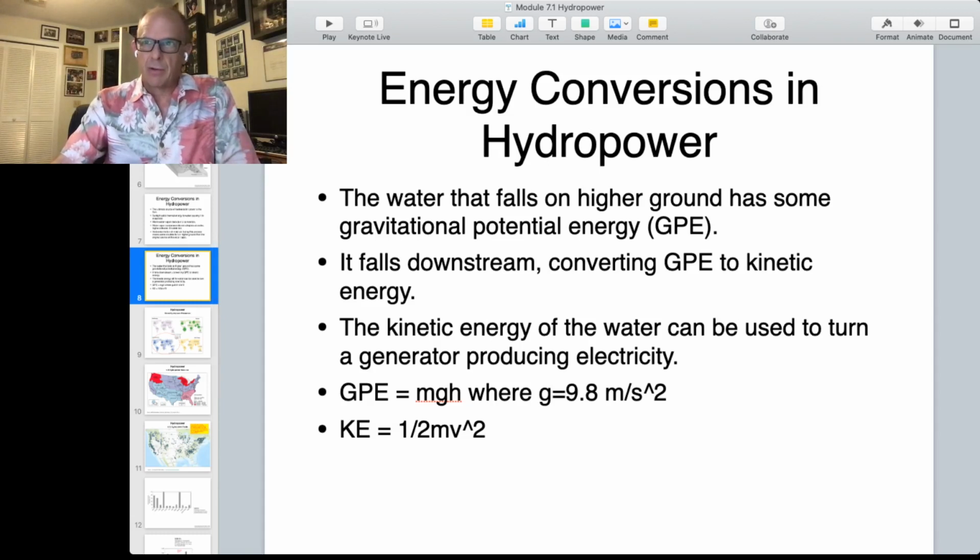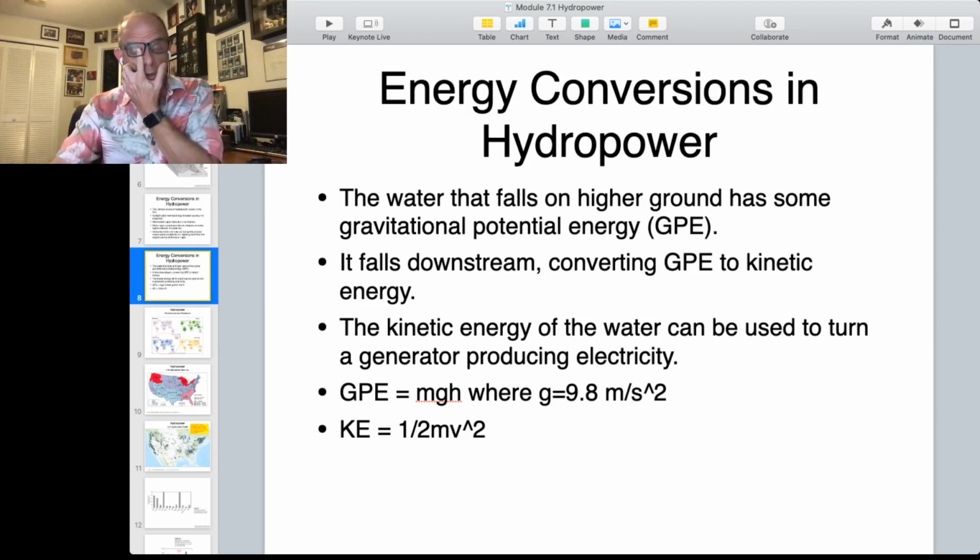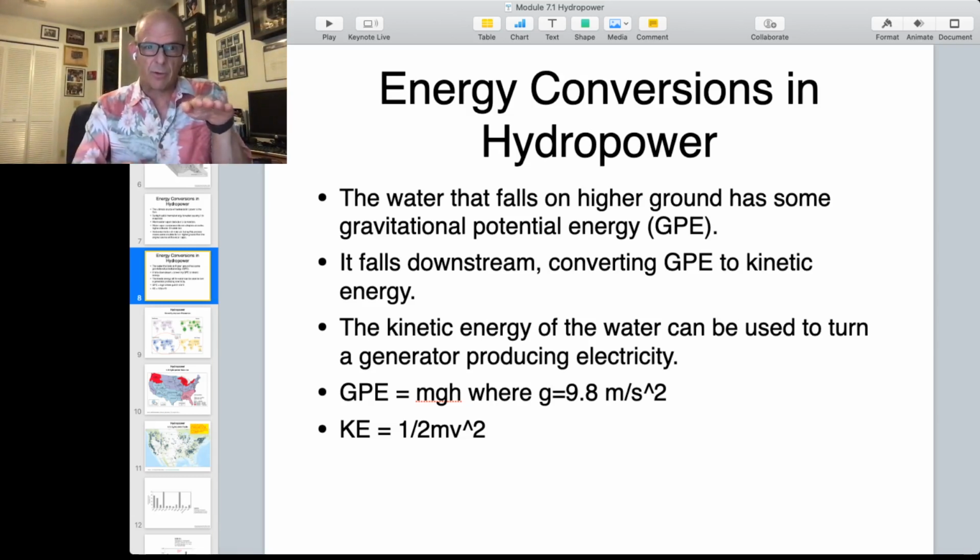To calculate gravitational potential energy, here is your equation. Gravitational potential energy equals m times g times h. M is the mass, that's the amount of water that you're dealing with at some height h above some reference surface. Kinetic energy of the water is 1/2 times m times v squared.